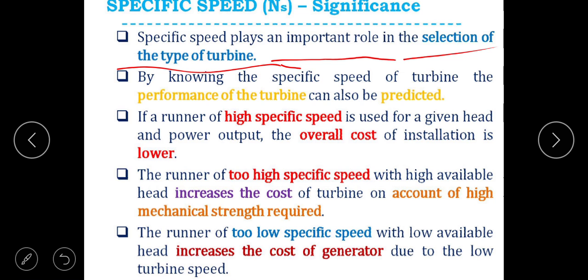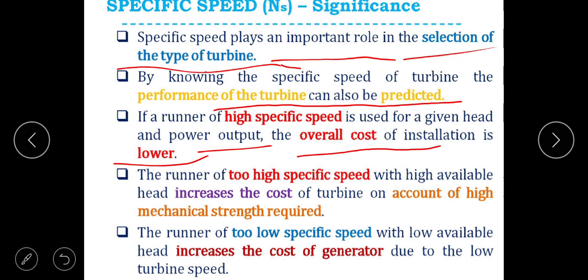By knowing the specific speed of turbine, the performance of turbine can also be predicted. So it is useful in predicting the performance of the turbine. If a runner of high specific speed is used for a given head and power output, the overall cost of installation is lower. This is an important point and important significance.